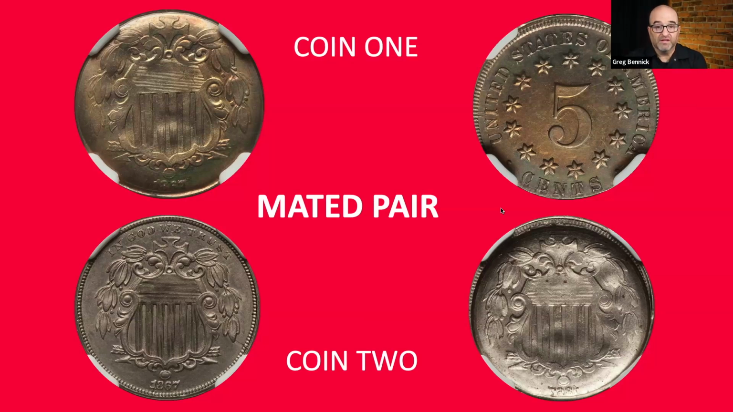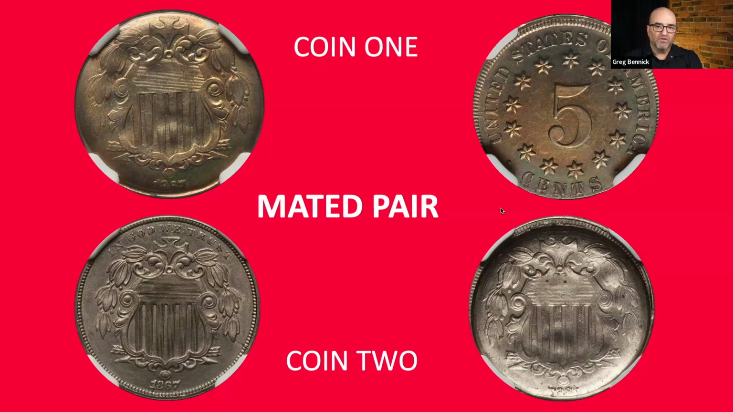People ask where error coins can be found. They can be found in auctions, and sometimes the auctioneers miss what these are. And these were slabbed. And the slabbing company that I'll just let remain unnamed and the auction company that I'll let remain unnamed both missed what this was. This is a mated pair where coin one, you see at the top, the obverse and the reverse, was resting on top of coin two when they were struck together.